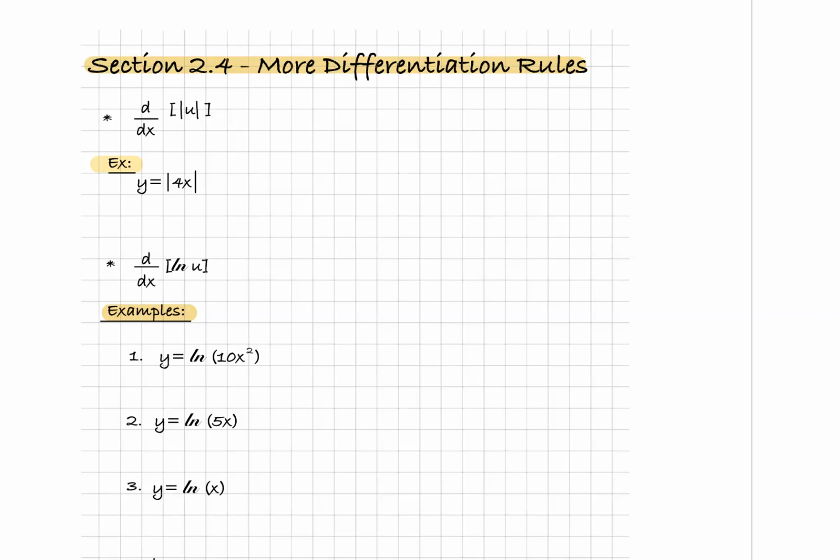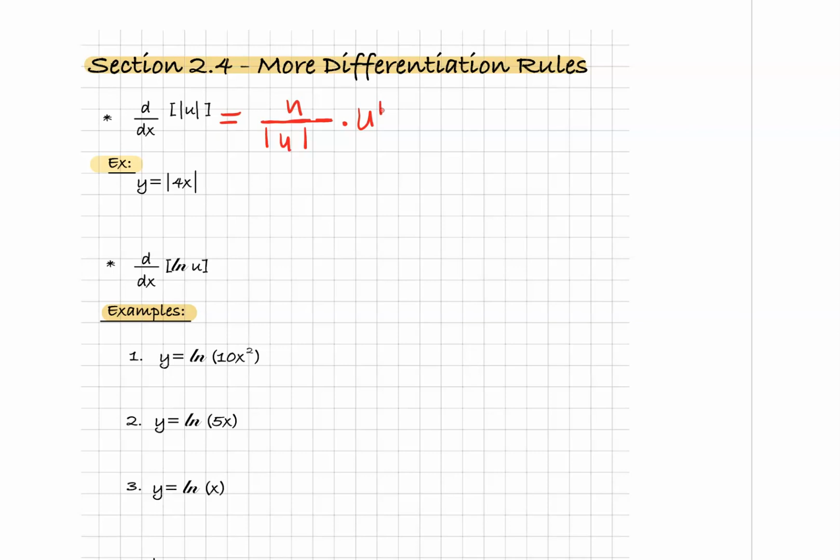The derivative with respect to x of the absolute value of u is going to be equal to, what you're going to do is you're going to draw a fraction bar. You're going to put what you're absolute valuing on bottom, do not change it. You're going to put what is inside the absolute value bars on top, do not change it, times the derivative of u. So let's kind of see what that looks like with some numbers.